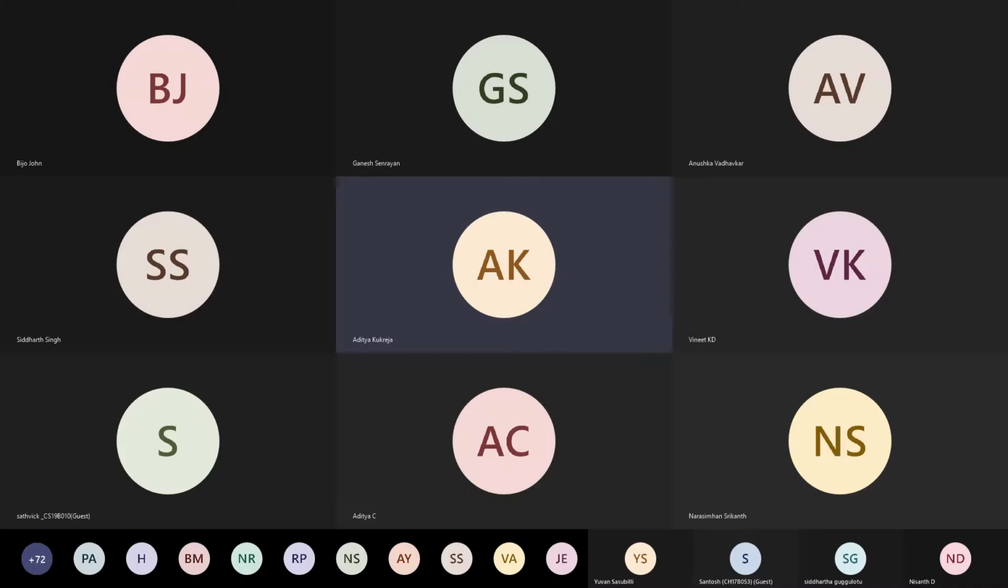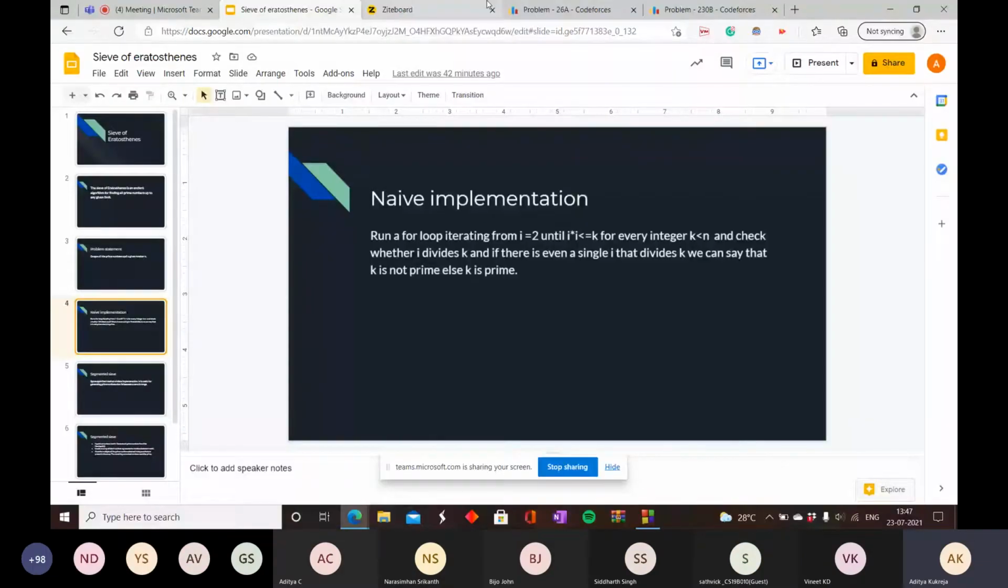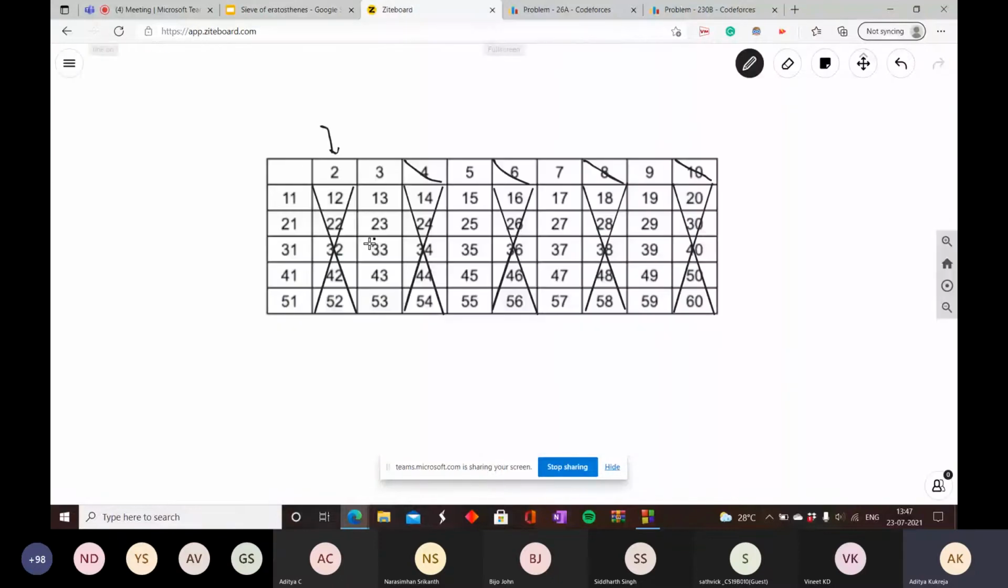And we crossed out all the multiples of 2. Now we'll move on to the next unmarked cell. What does the unmarked cell signify? It basically signifies the numbers which are prime numbers. So now when we move on to this number 3, we'll cross out all the multiples of 3.